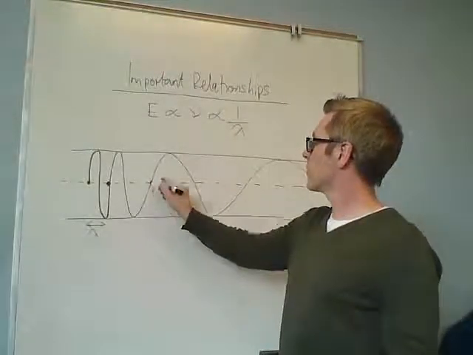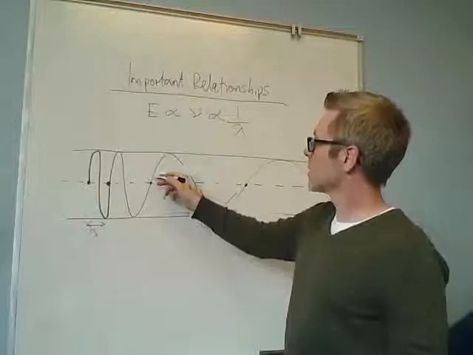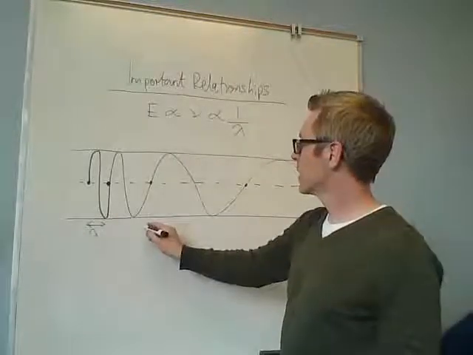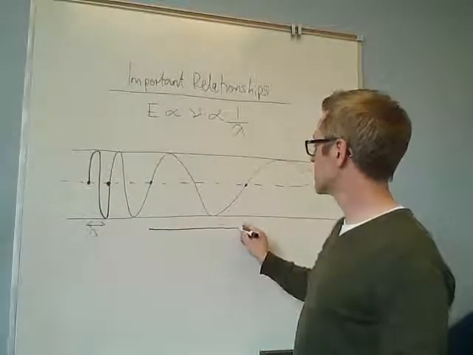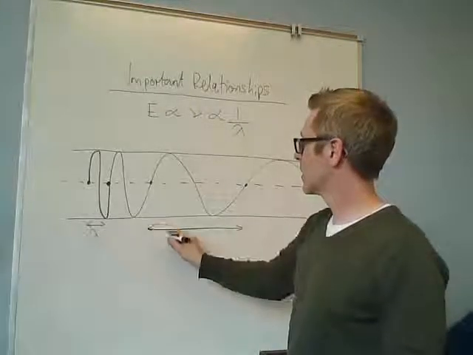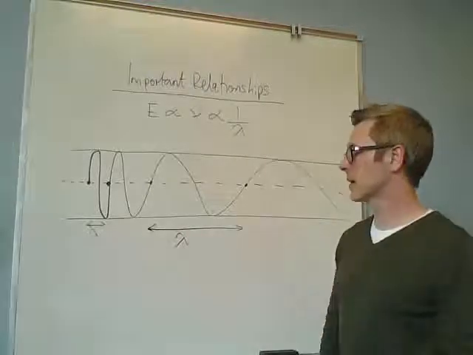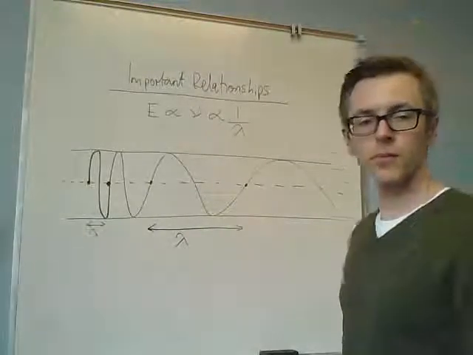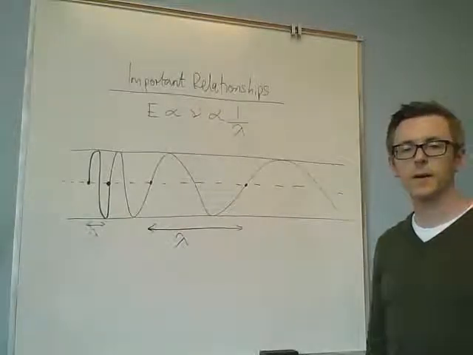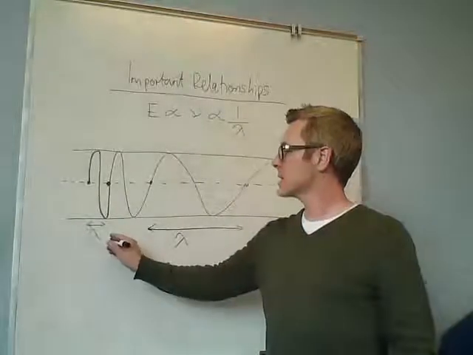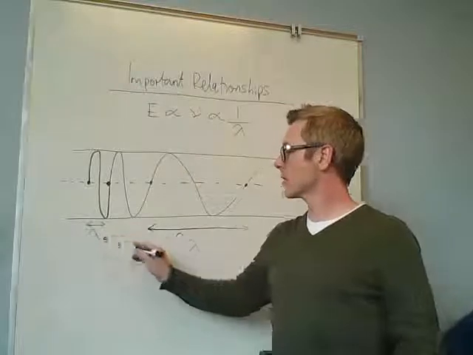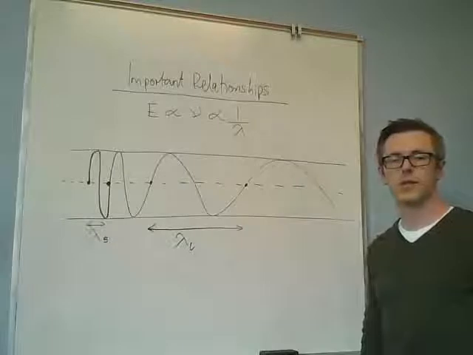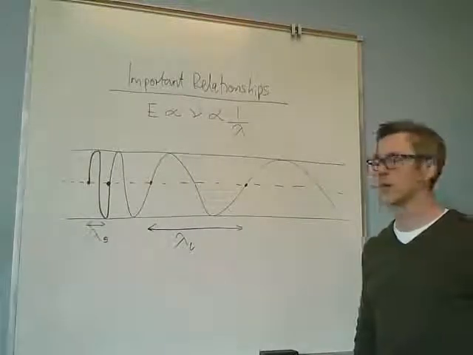Here's another wavelength over here. It goes up, down, and it's ready to go up, down again. So this distance here is also another wavelength. You could say this is a short wavelength and this is a long wavelength.